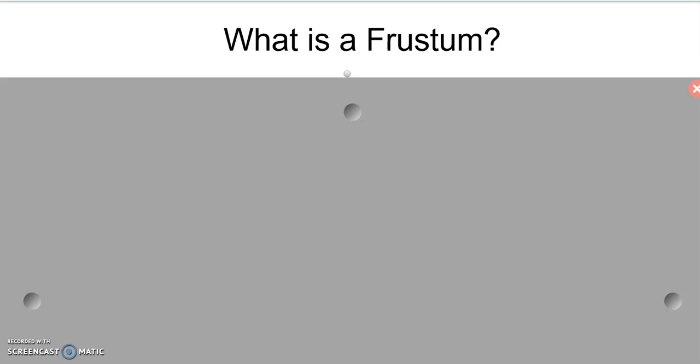Today I'm going to do an example on a frustum, and this example will consist of surface area and volume. So if you don't have a piece of paper or you haven't printed out the notes, please go ahead and print them out, or get a piece of paper so you can write this down. Let's first talk about what a frustum is.